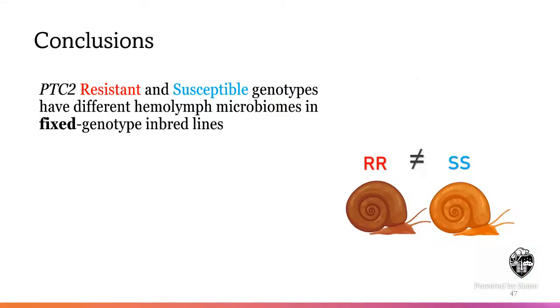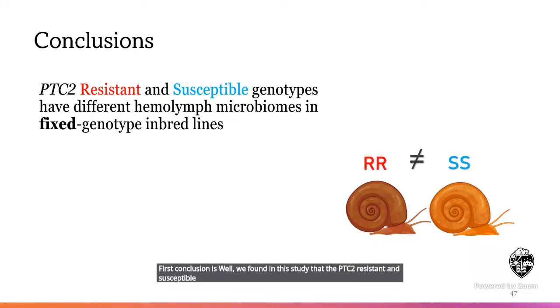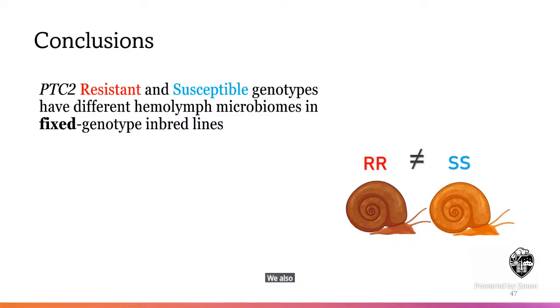First conclusion is, we found in this study that the PTC2 resistant and susceptible genotypes have different hemolymph microbiomes in the fixed genotype inbred lines. We also identified various bacterial taxa that are highly associated with the resistant or the susceptible snails.